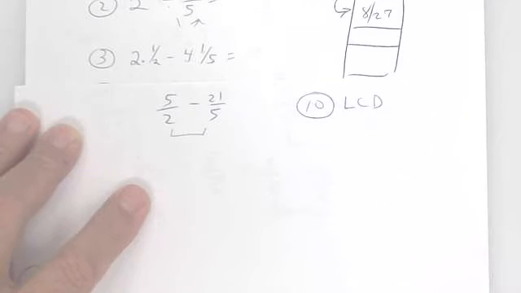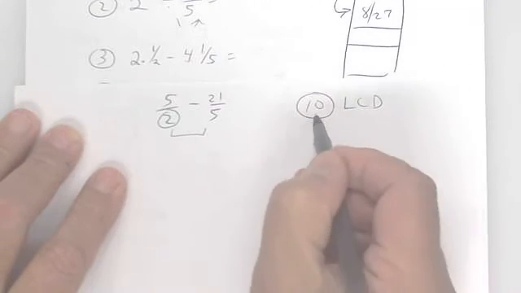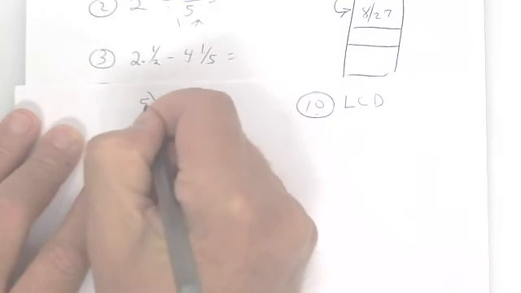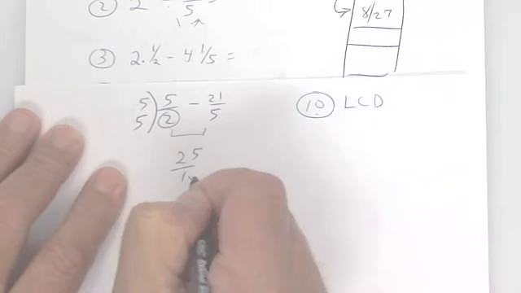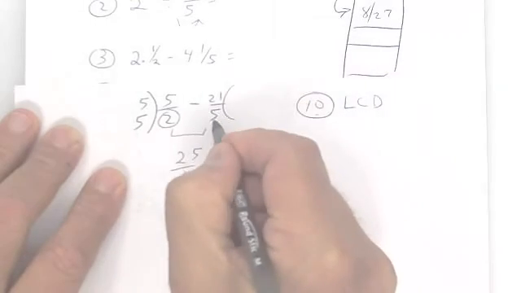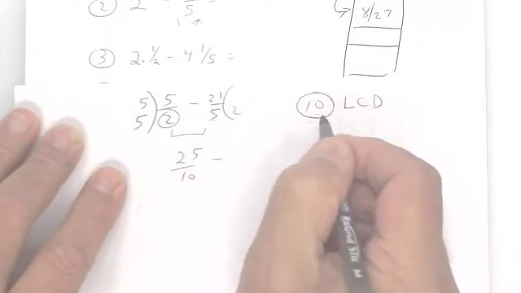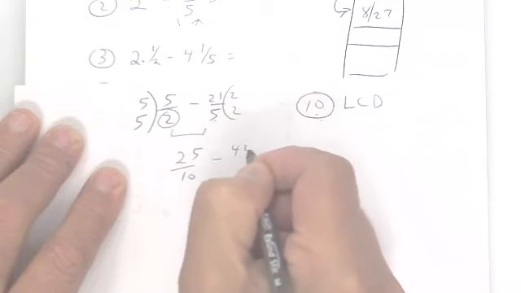If it's not the least common denominator, you can always reduce it. So you're trying to make this 2 a 10. So you want to multiply by 5 because 5 times 2 is 10. So you get 25 over 10 minus this one, 2 times 5 gives you 10. So that's going to be 42 over 10.